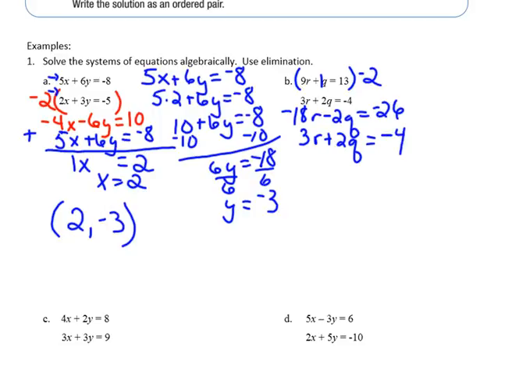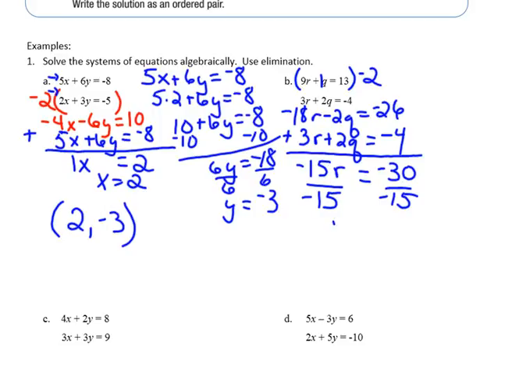So now I can add my equations together just like we practiced before. So -18r and 3r is -15r. The q's are going to cancel. -26 and -4 is -30. Divide by -15. So r is 2.